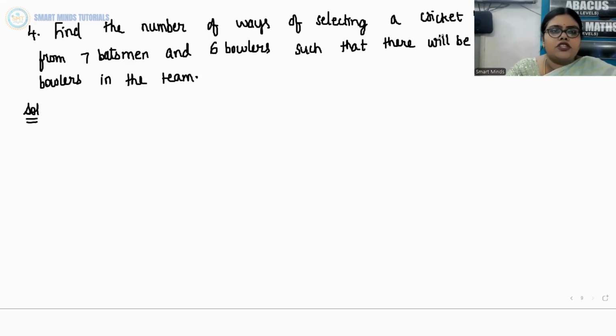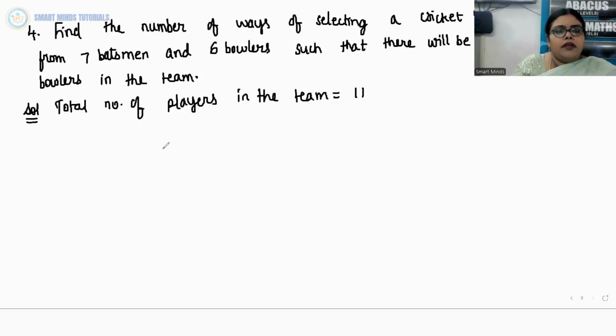Now take the next question. Find the number of ways of selecting a cricket team of 11 players from 7 batsmen and 6 bowlers such that there will be at least 5 bowlers in the team. So how many players are there in the team? Total number of players in the team is 11.